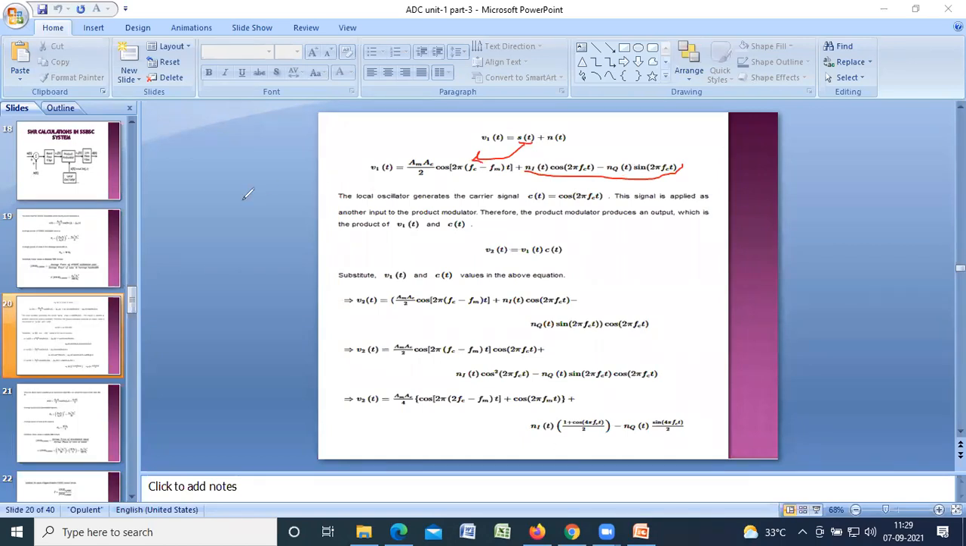And also a local oscillator is used here to generate the c(t) signal, that is c(t) = cos 2π fc t. Please note down equation number 3, this one 4, and this is your equation 5. Done. Do it fast and revert.